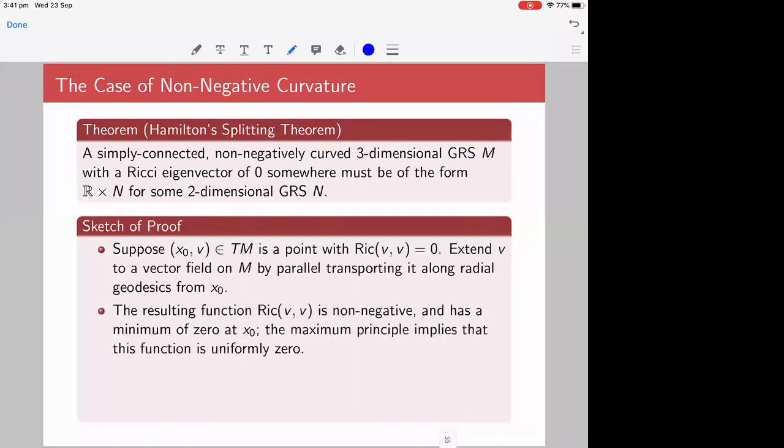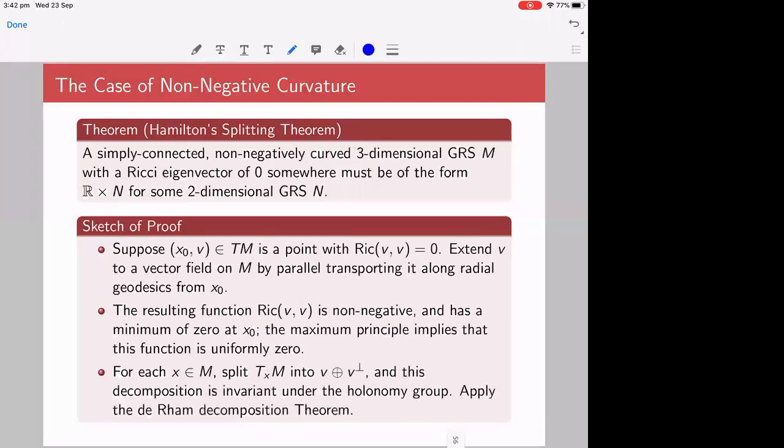Now, what goes on next? Remember, we're assuming that our Ricci curvature is non-negative, and the Ricci curvature of this vector field is 0 at the point x0. So we've got a function that's non-negative everywhere and is 0 somewhere. The maximum principle implies that this function has to be 0 everywhere. That's basically the same sort of evolution equation for the Ricci curvature that we already saw. So now not only do we know that the Ricci curvature has a 0 eigenvector somewhere, we know that it has a 0 eigenvector everywhere.